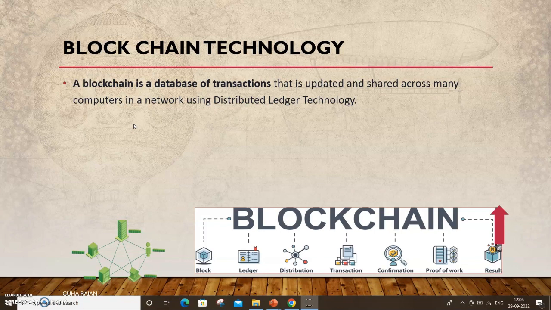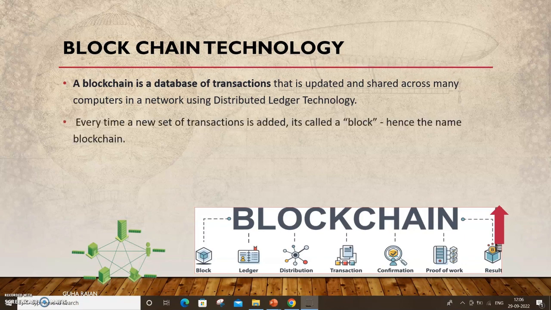The point to note here is a database transaction that is updated across many computers. In a traditional database, there is just a single database which multiple clients can access, through the browser, and the transaction gets into that single database. Whereas in a blockchain, this database is across many computers in the network, using distributed ledger technology. Every time a new set of transactions is added, it's called a block, hence the name blockchain.